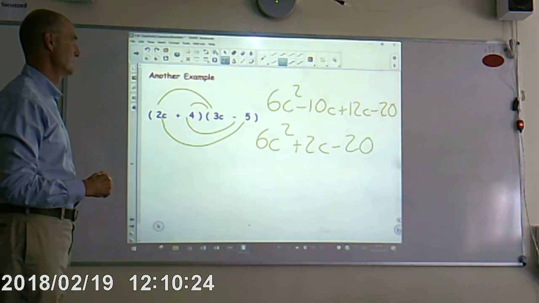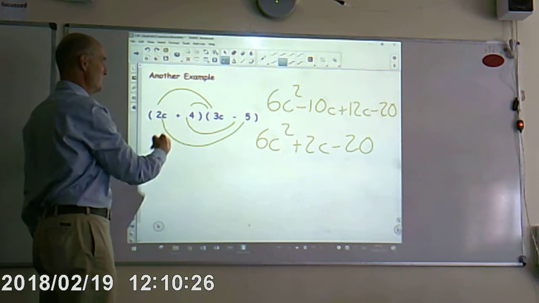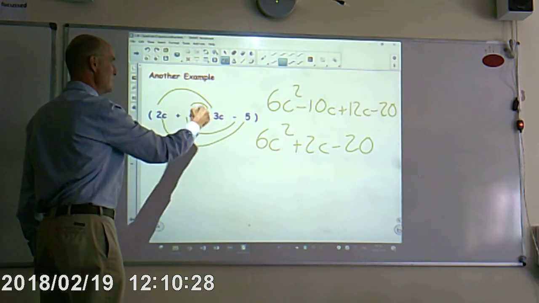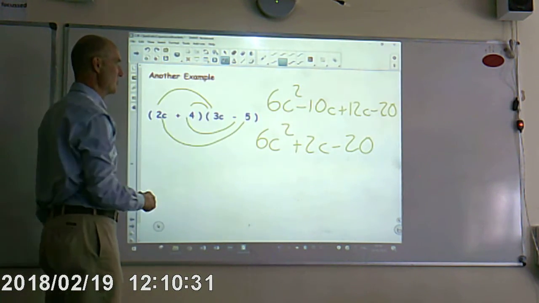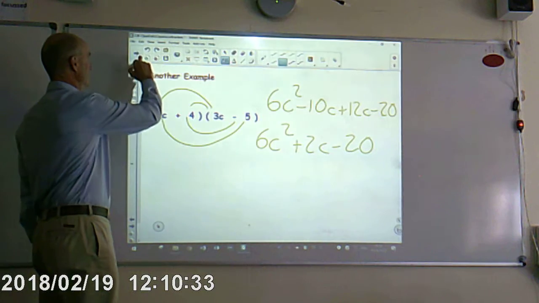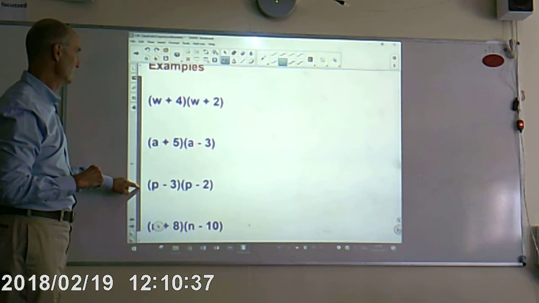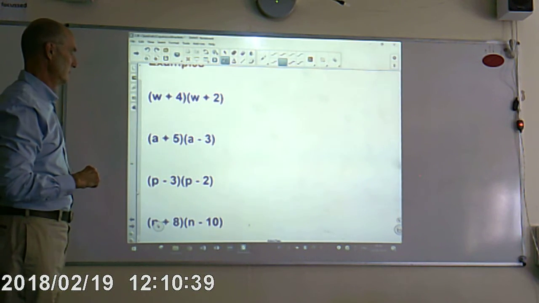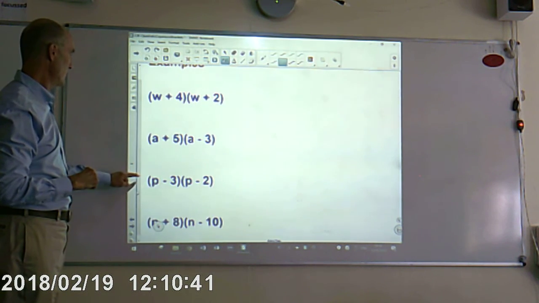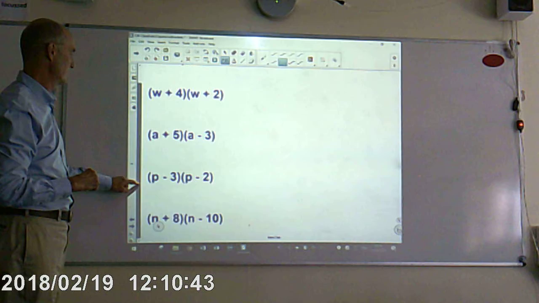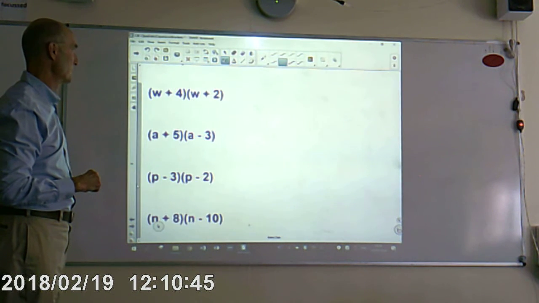Okay. FOIL, first terms, outside terms, inside terms, last terms. There's some examples for you to have a go at. Once you've had a go at those, I'll write the solutions up and we'll take it from there.